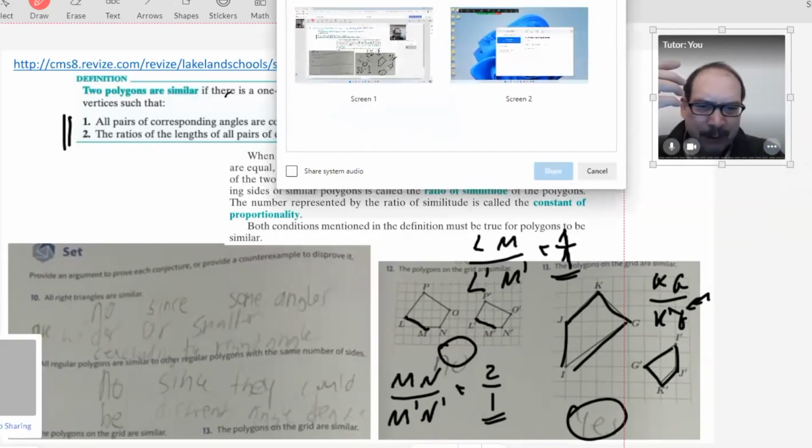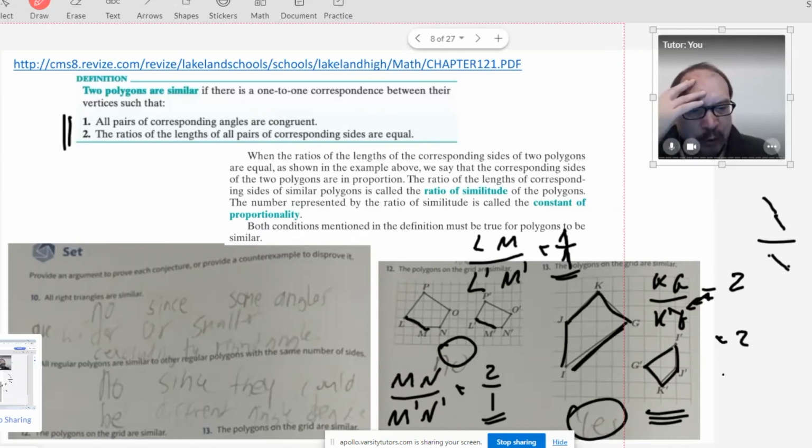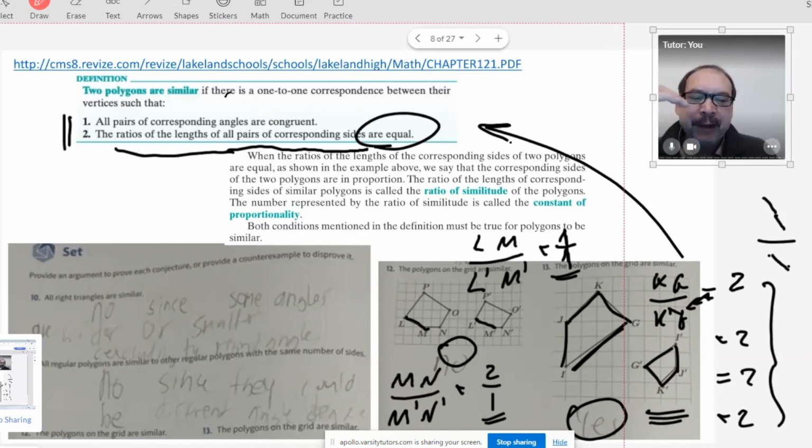I'm going to start sharing my screen. So these are figures, and that's going to be 2, because you've got 2 diagonals divided by 1 diagonal, etc. For each pair of sides, you get 2, you get 2, you get 2, and then you say, because for each pair of corresponding sides the ratio of the lengths is the same, that means, based on this definition, these 2 figures are similar. That's how it's supposed to work.